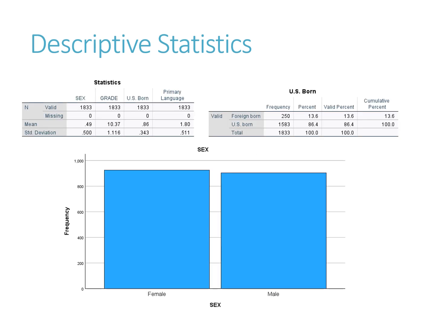Descriptive statistics were run through SPSS, and these were some of the findings. As you can see in these tables, we see the statistics for sex, grade, U.S. born, and primary language, and the associated means for these descriptive statistics. Additionally, we see a table that demonstrates U.S. born statistics, and then finally we see a bar chart that demonstrates the distribution between female and male students.